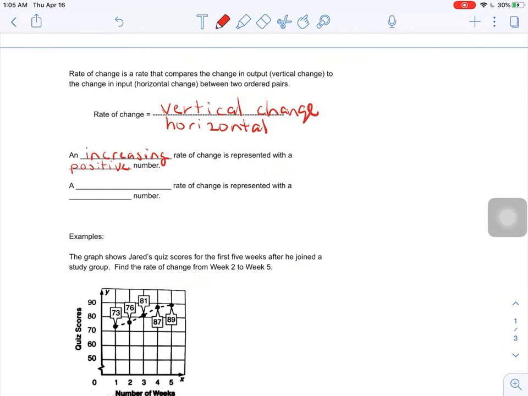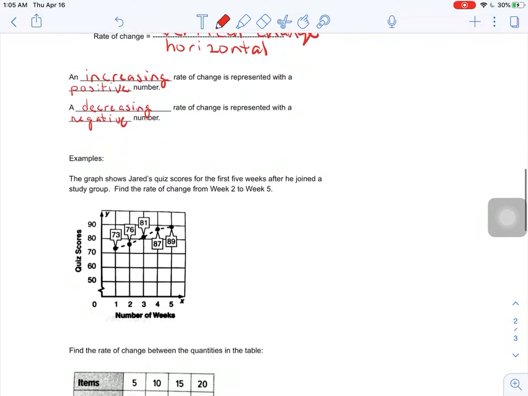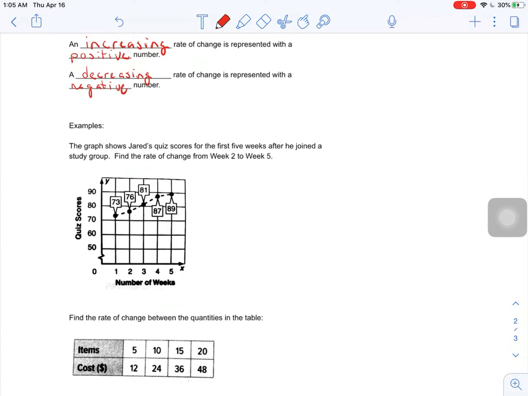So your ratio fraction that you make would be positive. A decreasing rate of change, so if the graph is getting lower, we would represent with a negative number. So you're basically doing this calculation on the airplane problem that you did, but I want to look at a couple of examples with you just to reinforce how this works. So a couple of examples.